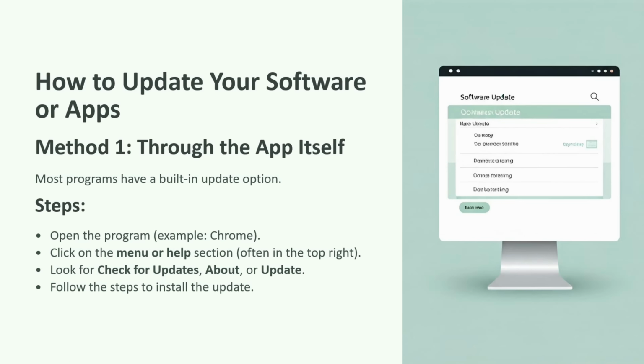How to update your software or apps? Method 1 is through the app itself. Most programs have a built-in update option. For that, you have to open the program. For example, open the Chrome browser and click on the menu or help section. You can see it in the top right. Look for Check for Updates, About or Update, and follow the steps to install the update.